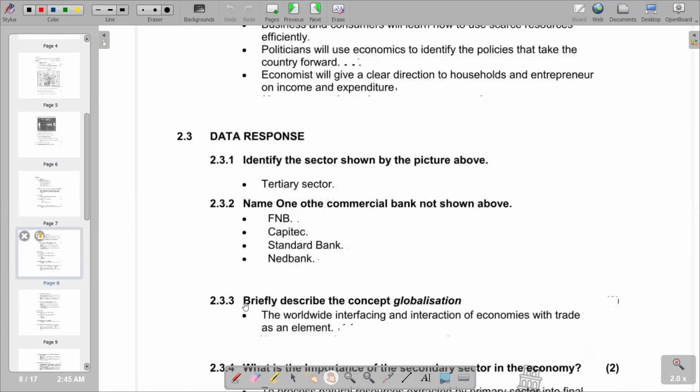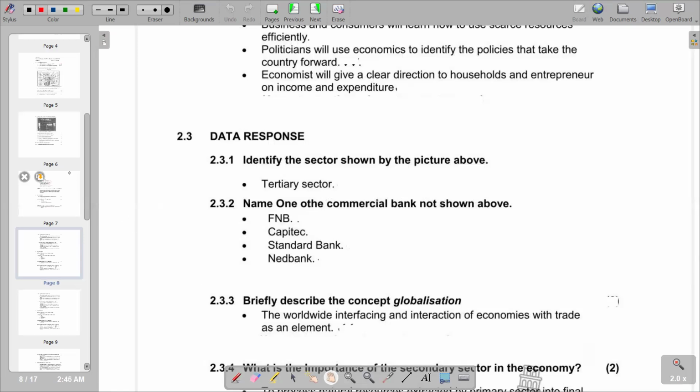We can as well go and see what explanation we have. It reads: the worldwide interfacing and interaction of economies with trade as an element. The trade that we are talking about is international trade. Remember, we also have internal trade, which is trade that is transferring within the economy and not going outside the national boundaries. So that's what we get for globalization.